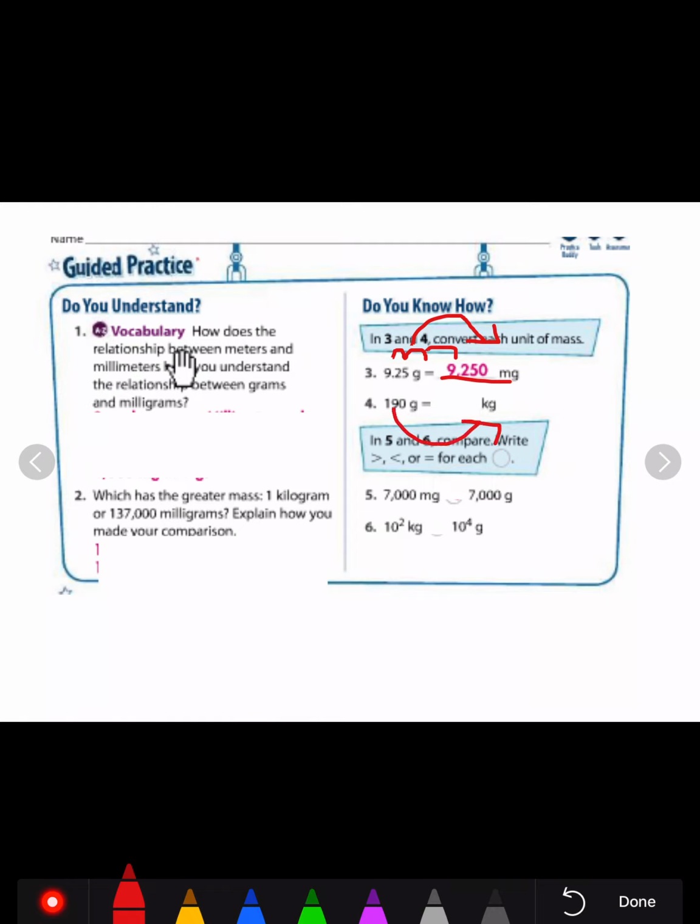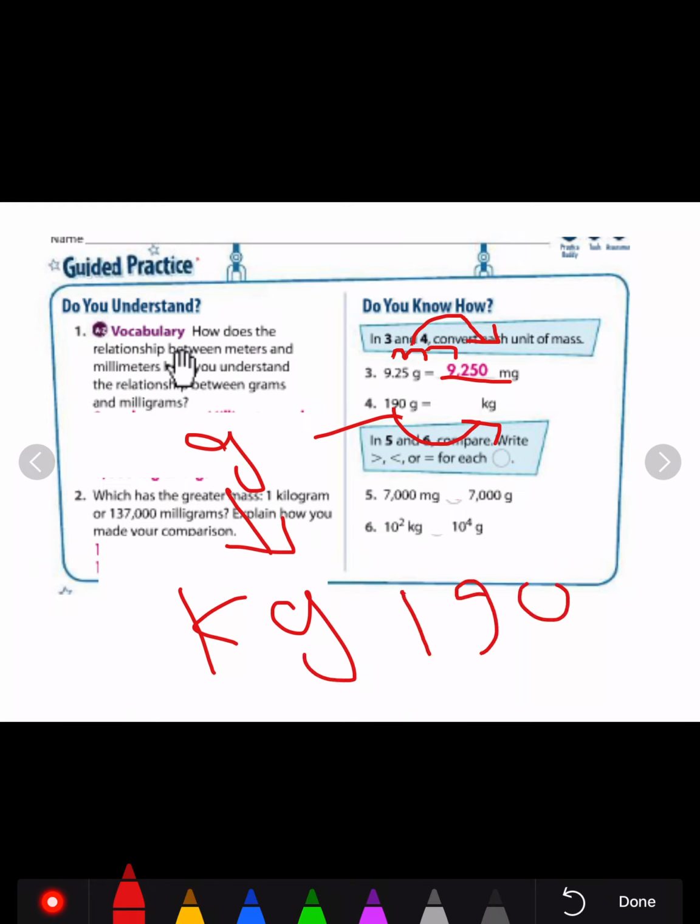In example number 4, you're converting from a small unit, which is a gram, to a large unit, which is kilogram. So in this case, we need to divide. So 190, I need to divide it by 1000. If we have zeros, we need to delete 3 zeros, or we put a point and move it to the left 3 steps. It becomes 0.190 or 0.19.